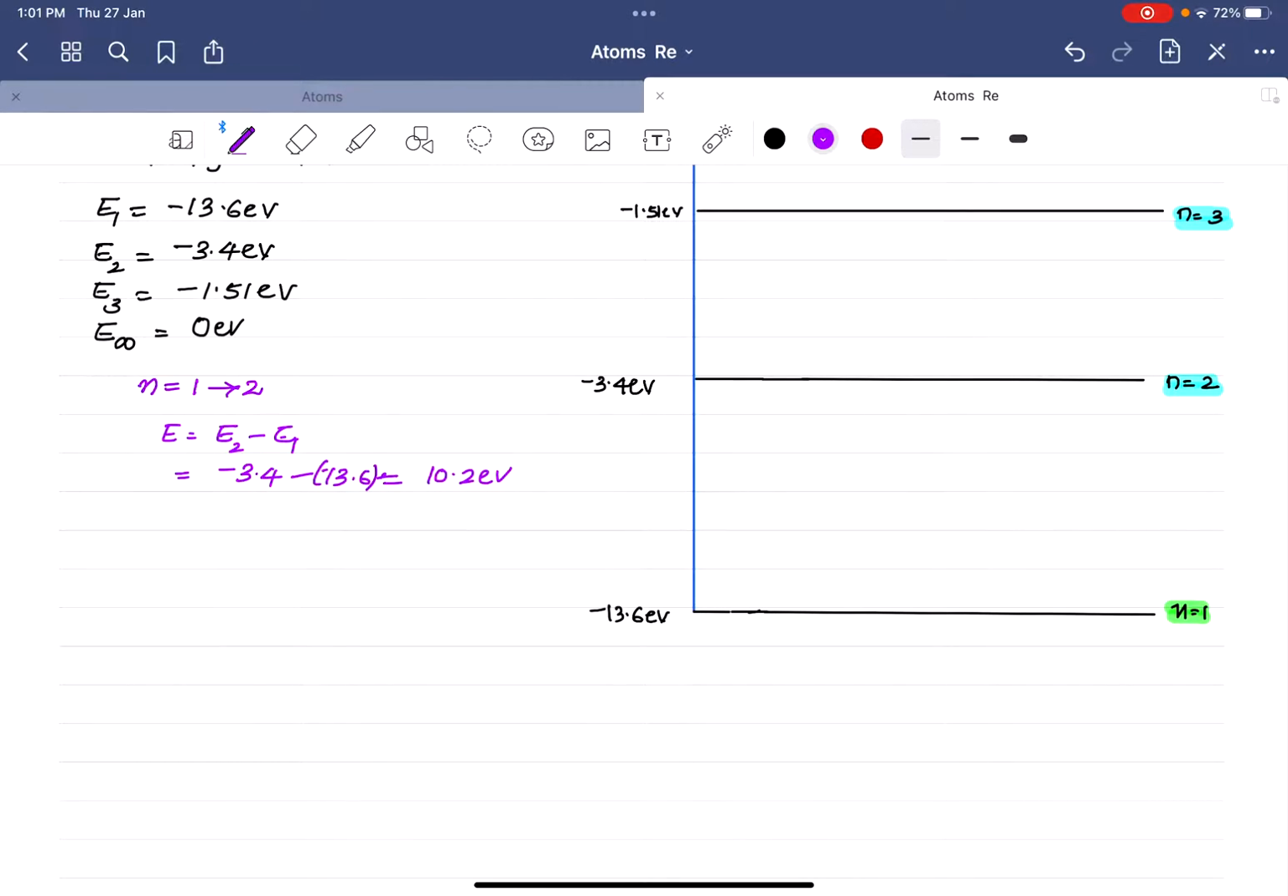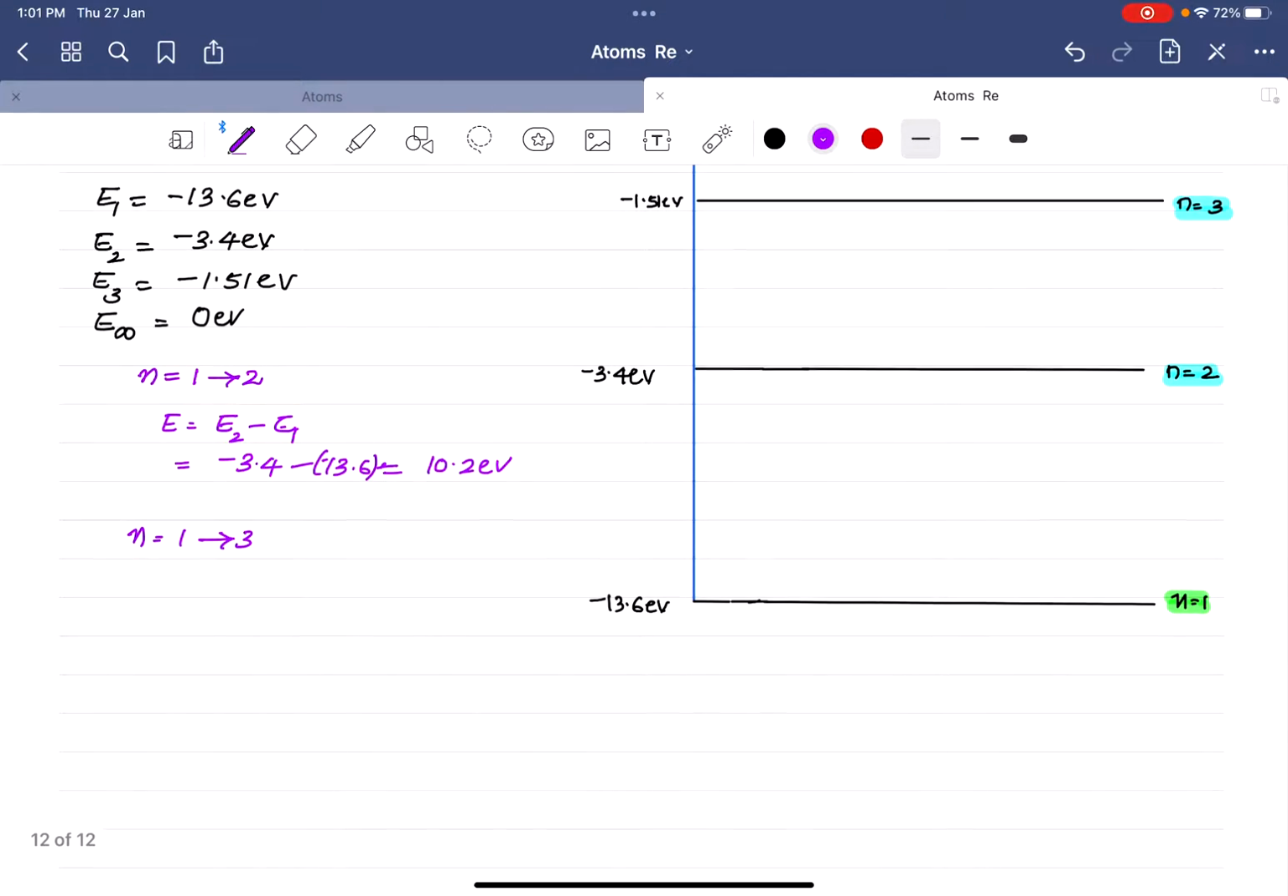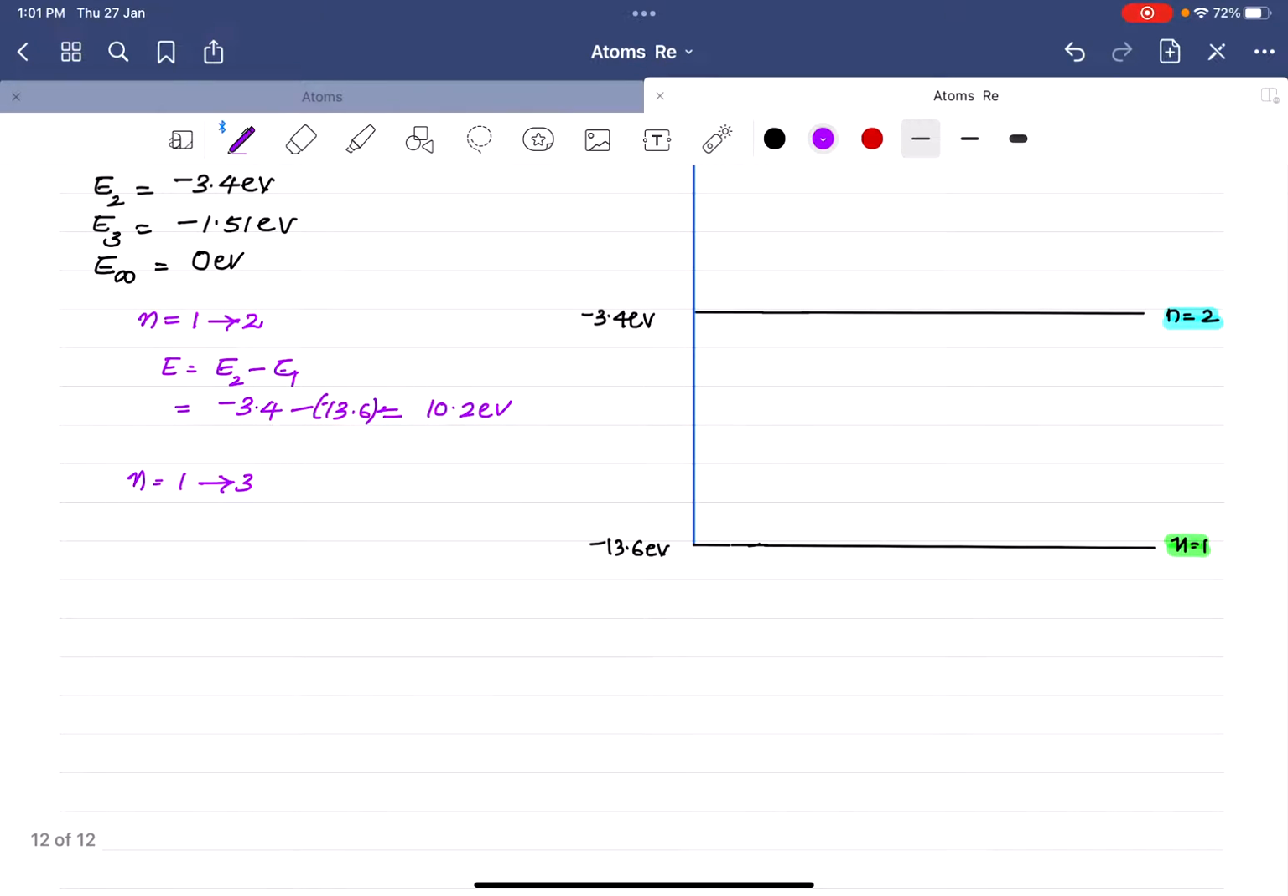So whatever bombarding particle you are going to use here, that bombarding particle should have an extra energy of 10.2 electron volt if you want to excite the atom from n is equal to 1 state to n is equal to 2 state. Now let's say I want to excite the atom from n is equal to 1 state to n is equal to 3 state in the case of hydrogen atom. So what will be the energy value of the bombarding particles?